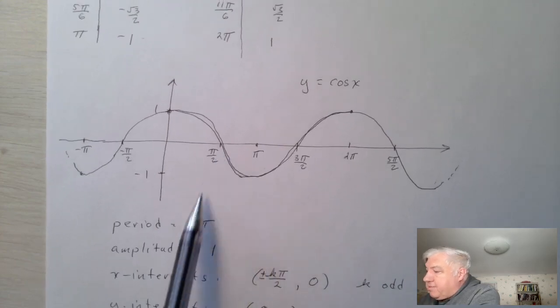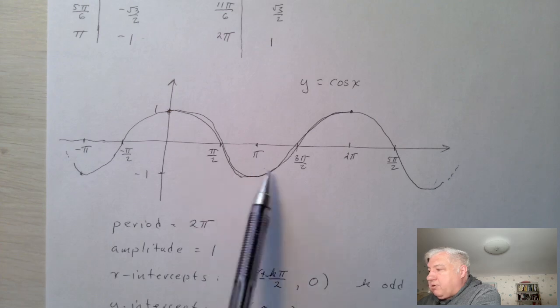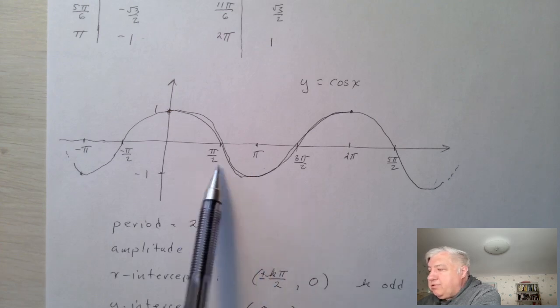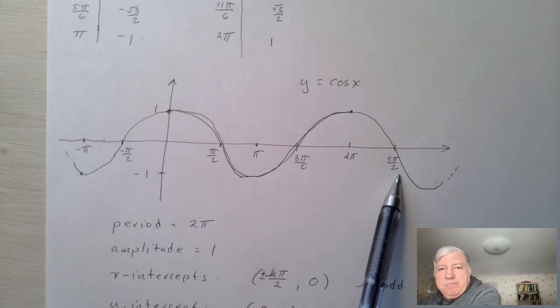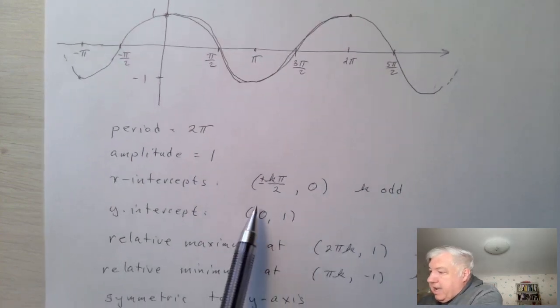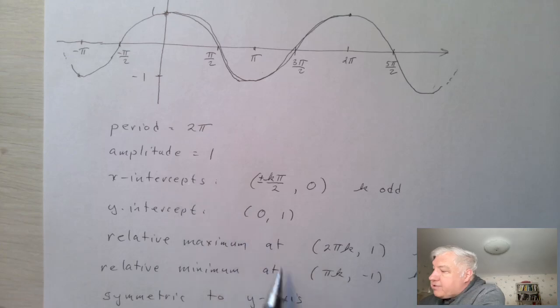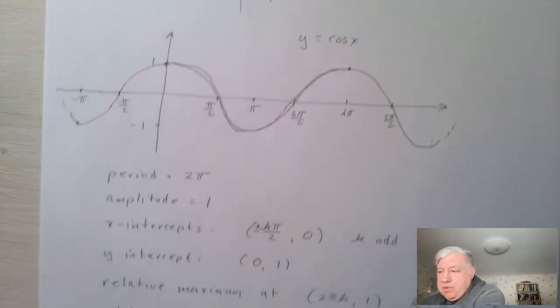The x-intercepts are going to occur at odd multiples of pi over 2. So this is pi over 2, 3 times pi over 2, 5 pi over 2, negative 1 times pi over 2. So they're going to occur when the x value is plus or minus k pi over 2, where k is an odd integer. And of course, the y-intercept is at the point 0, 1.